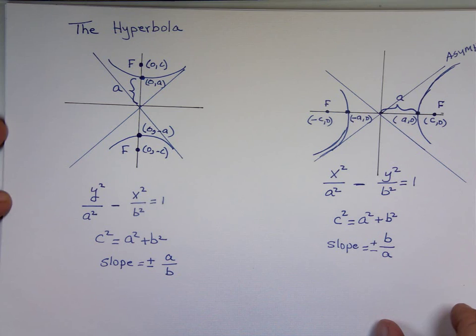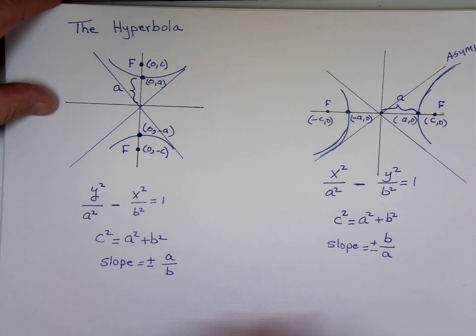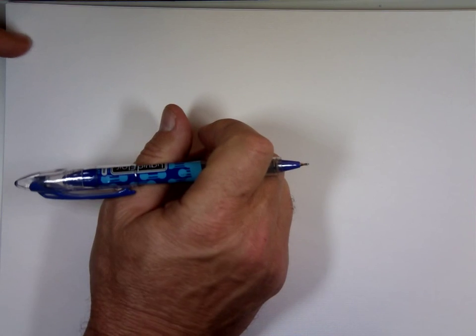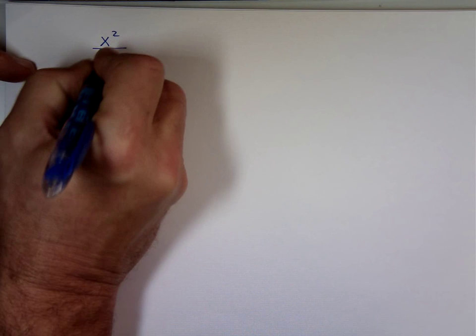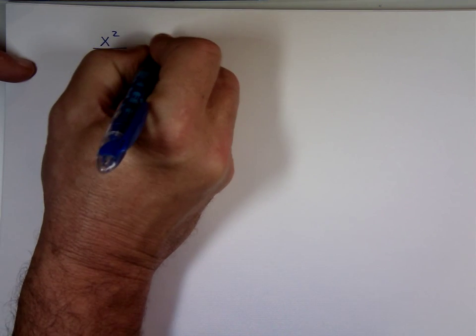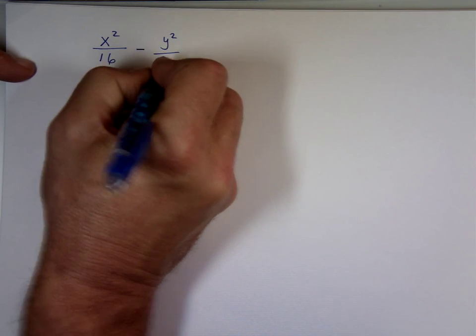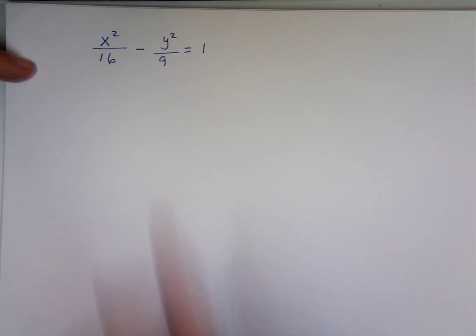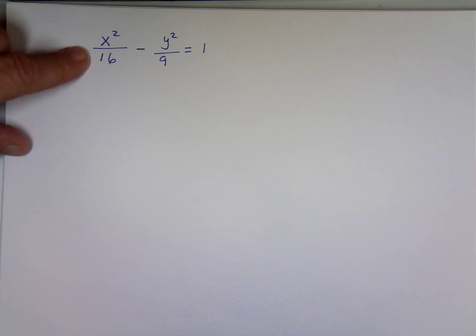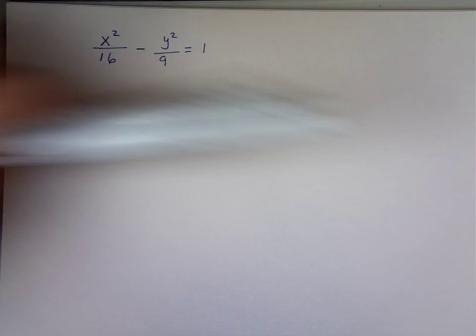So let me take a problem here. Quickly by looking at it, you should be able to tell me if it's going to cross the x-axis or the y-axis. Who's positive? The x. So I know it's going to cross the x-axis.